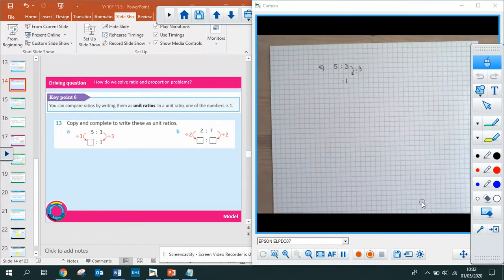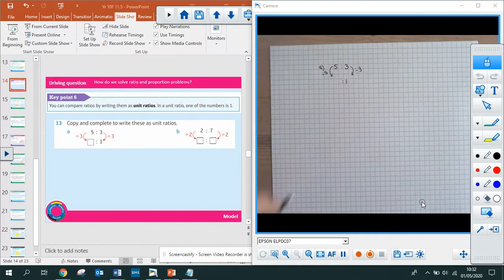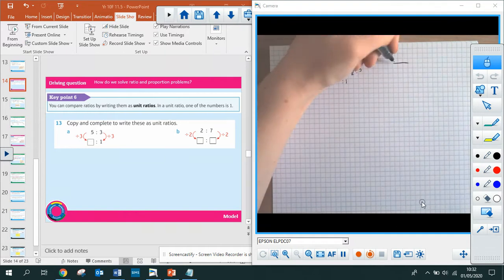Now when I'm simplifying ratios, or I've been asked to write it as a unit ratio, to keep it equivalent, we've got to do the same thing to both sides, otherwise we're changing the ratio. So as I've divided this side by 3, I must divide this side by 3 too. Now I need to work out what 5 divided by 3 is. I know it doesn't divide exactly, so I'm going to use the bus stop method to work out exactly what my answer would be. So I'm doing 5 divided by 3.